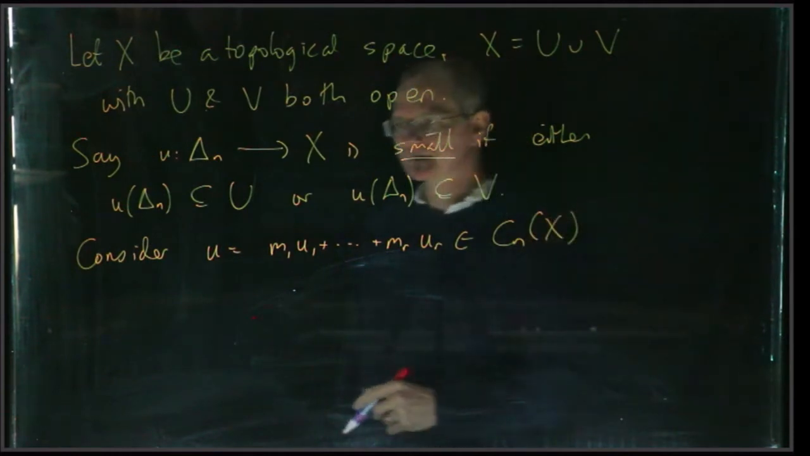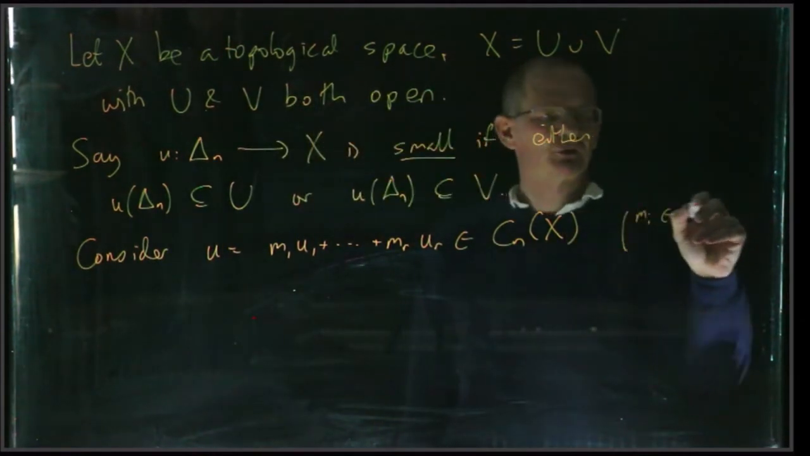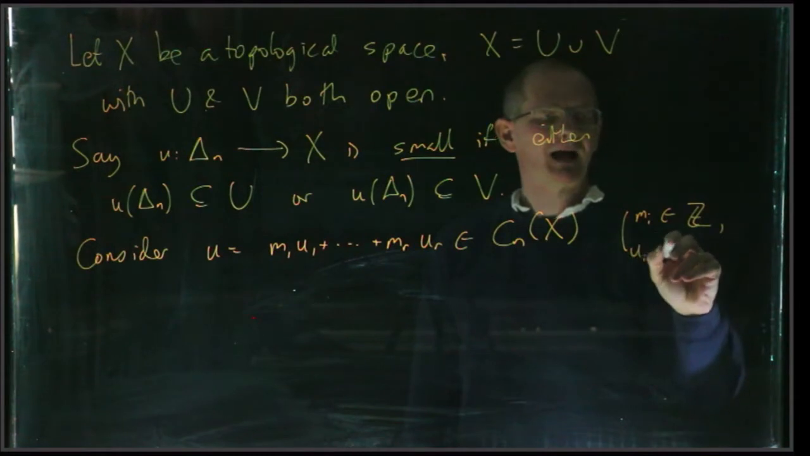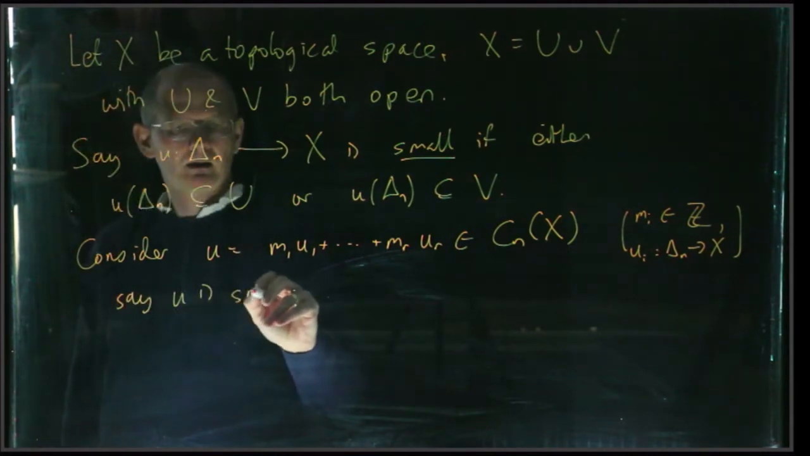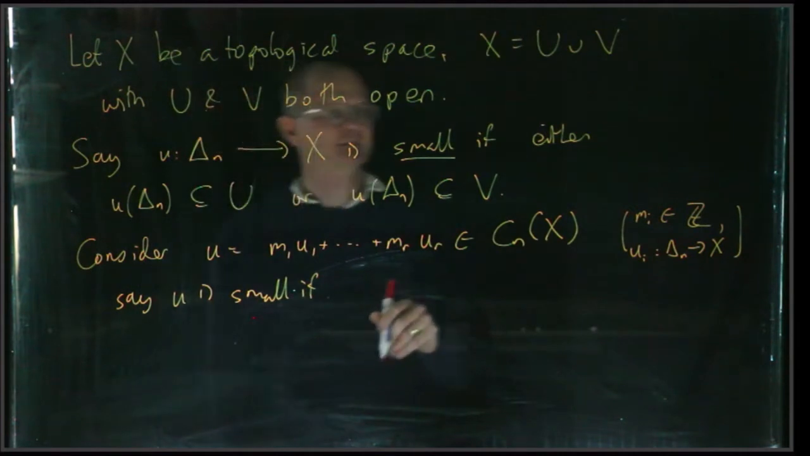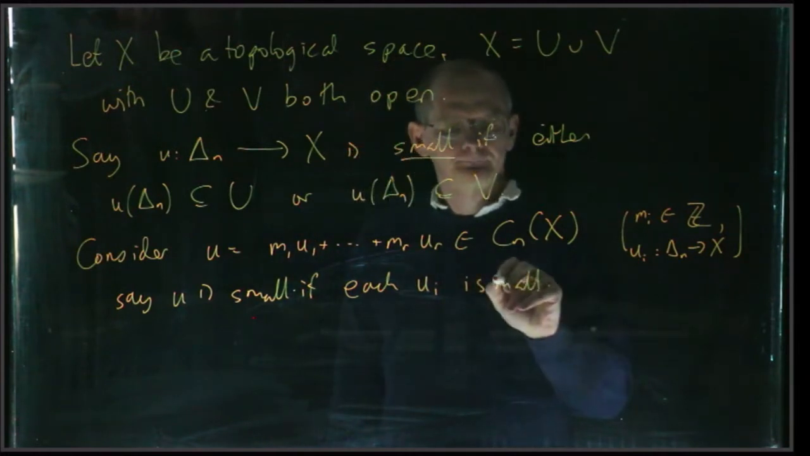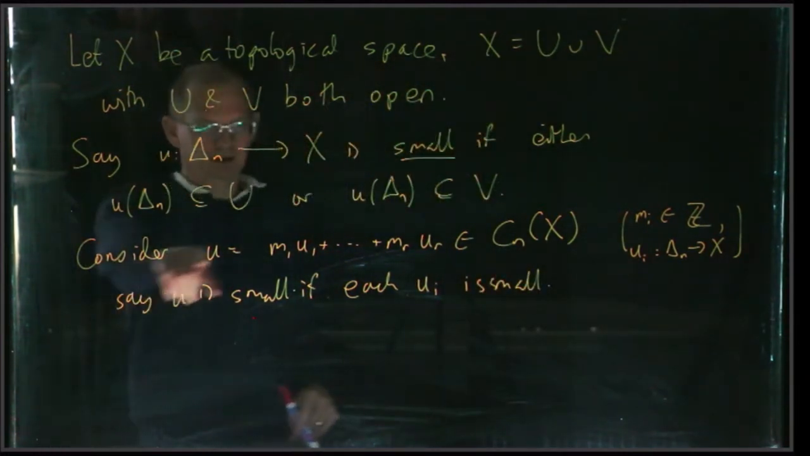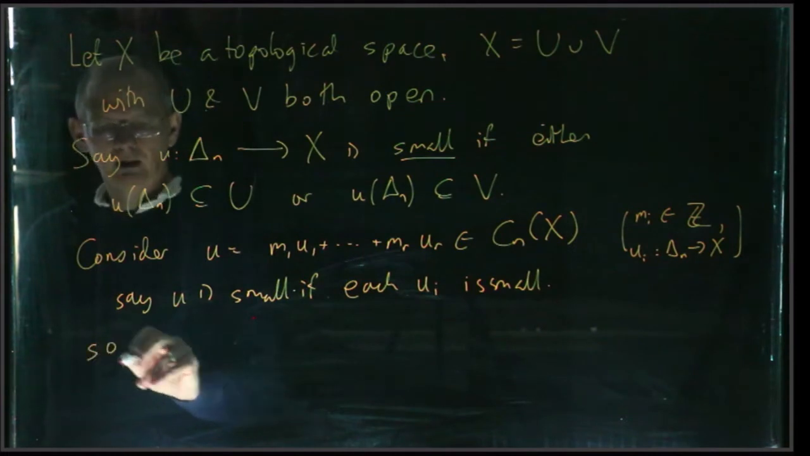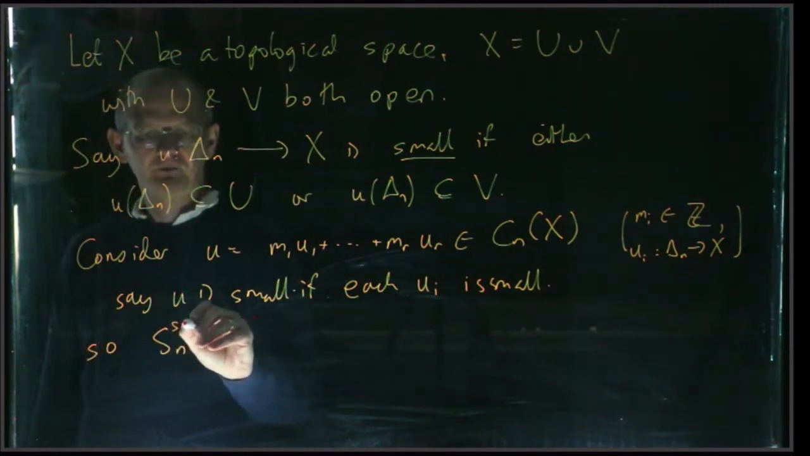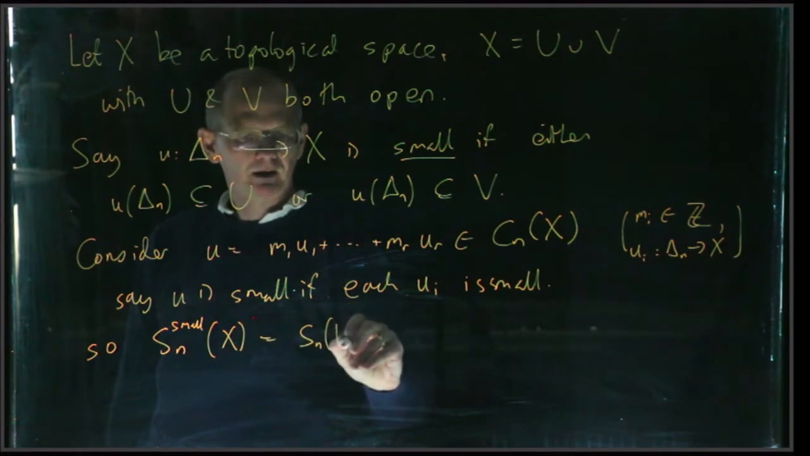So more generally, let's consider a chain like this. It's a linear combination. As usual, the m_i are integers and the u_i are maps from delta n to X. I'm going to say u is small if each of the corresponding terms, each of these maps u_i, is a small map. So basically what we're saying is that the small singular simplices of X is just the union of S_n U and S_n V.